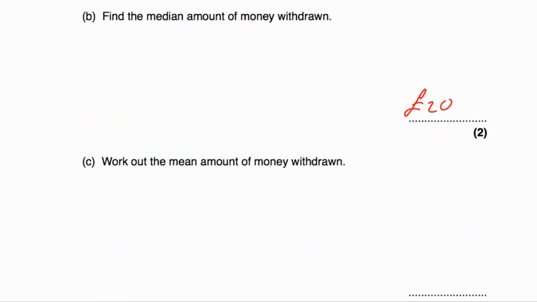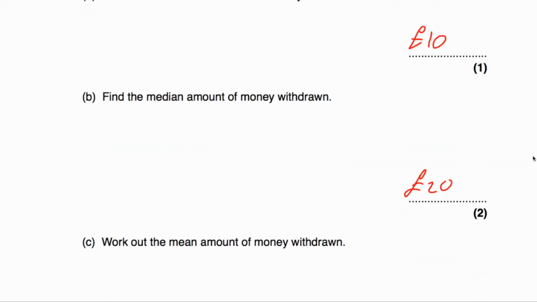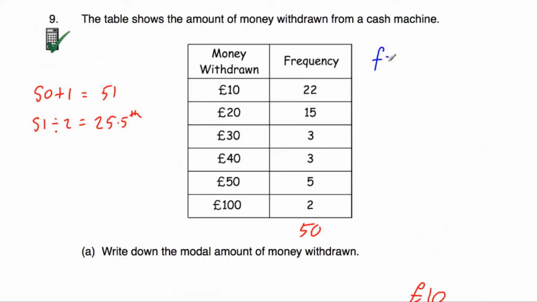Okay, and part C says work out the mean amount of money withdrawn. So to work out the mean, let's add on our fx column. 22 times 10, that would be £220 altogether. 15 times 20 would be £300. 3 times 30 would be £90. 3 times 40 would be £120. 5 times 50 would be £250. And 2 times 100 would be £200.